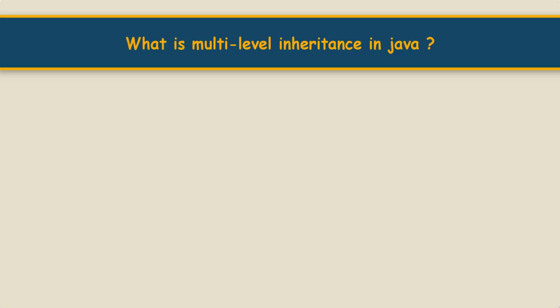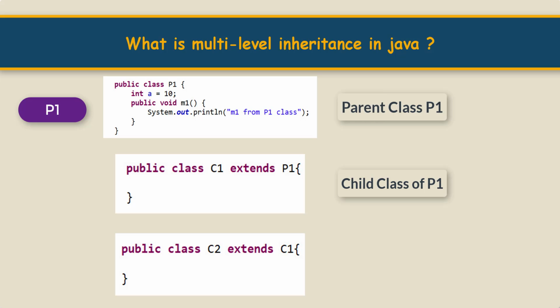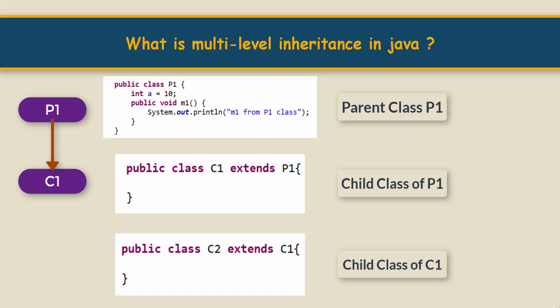So next following question related to this. If it is not supporting multiple inheritance, what is multi-level inheritance in Java? Let's say here I have created one parent class P1. From this P1 I created my child class C1 by extending this P1. Now again I created a subclass of this child class C1: public class C2 extends C1. So C2 is the child of C1 and C1 is the child of P1.